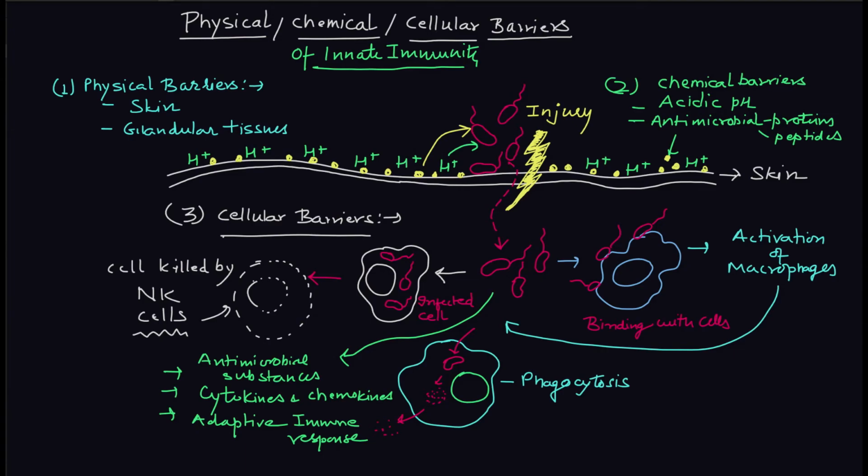I hope now this topic is clear to you. You understand what are the physical, chemical, and the cellular barriers of the innate immunity. I hope now you understand what is the physical barrier, what is the chemical barrier, and what is the cellular barrier of our immune system. In this video, I have tried to discuss the role of skin, the role of chemical molecules, and the cellular components of the immune system.